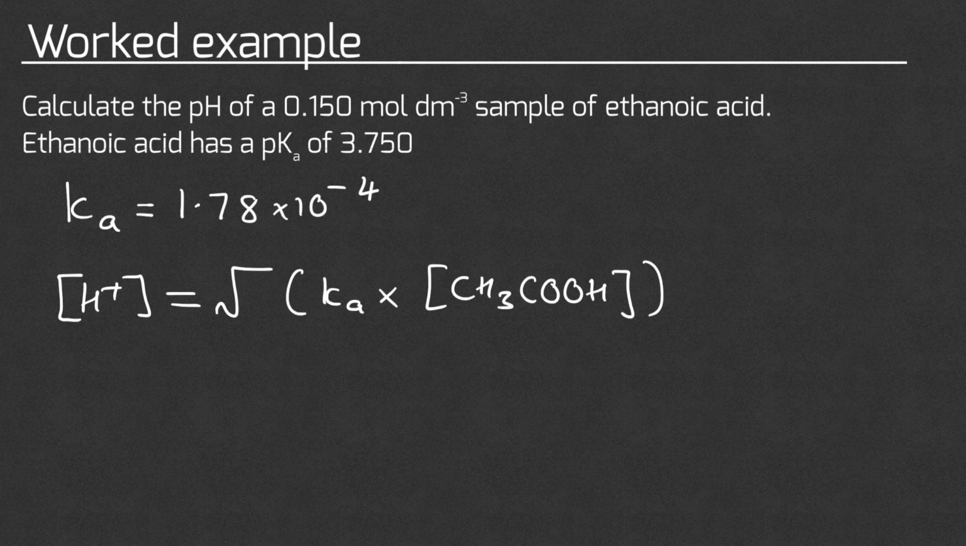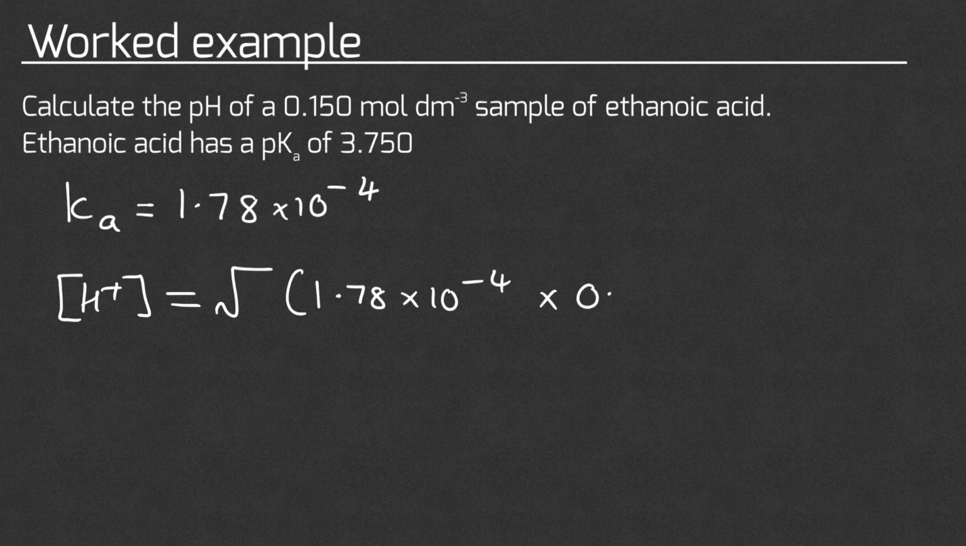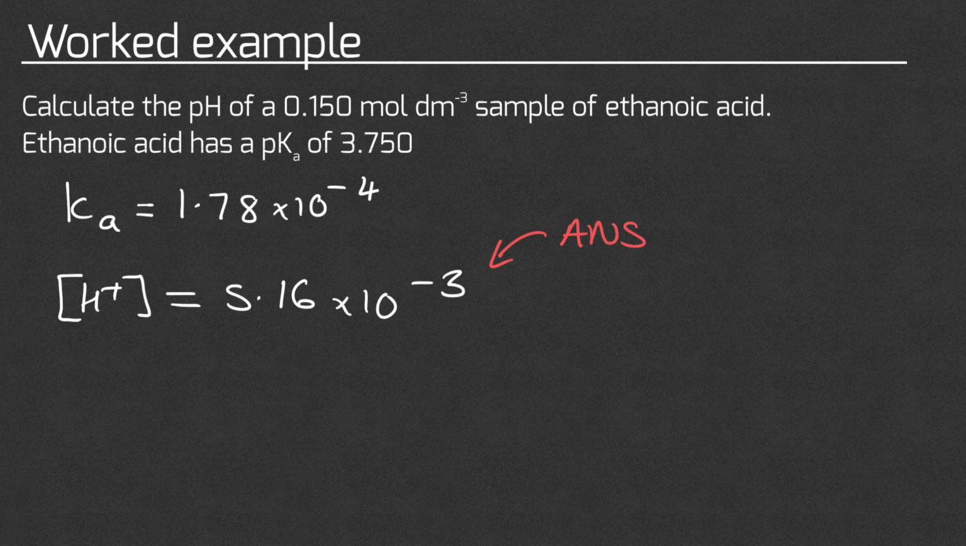So we've rearranged the equation, again noting that the square root is for everything inside the brackets, so we're square rooting Ka times the concentration of the bracket. And once we've subbed our values in, we just need to put this into our calculator, giving us a hydrogen ion concentration of 5.16 times 10 to the minus 3.